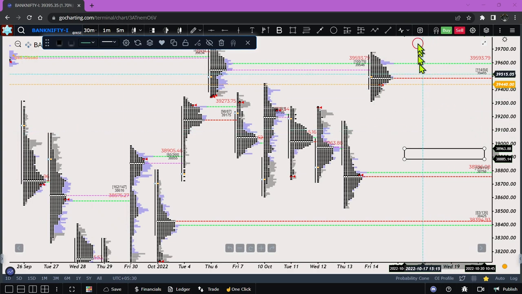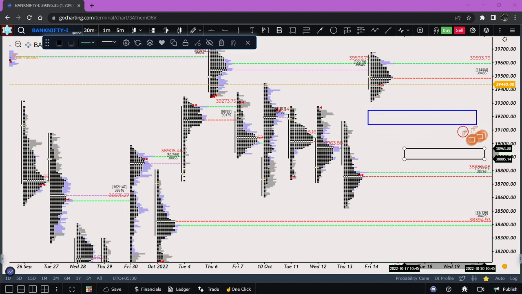What I see is at least a test of these regions. Okay, this zone. Why do I say that? Because a breakout of a balance area with a gap up hardly ever sustains, and I mean, 85 to 90% of the times it will consolidate before an up move.